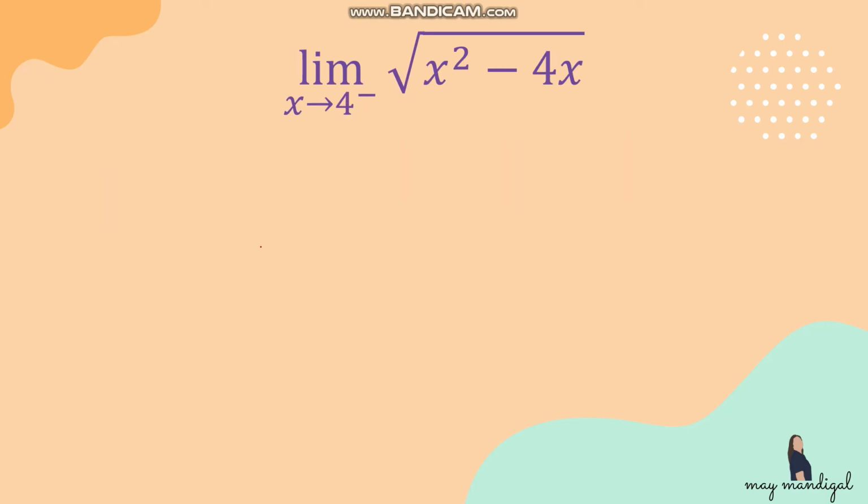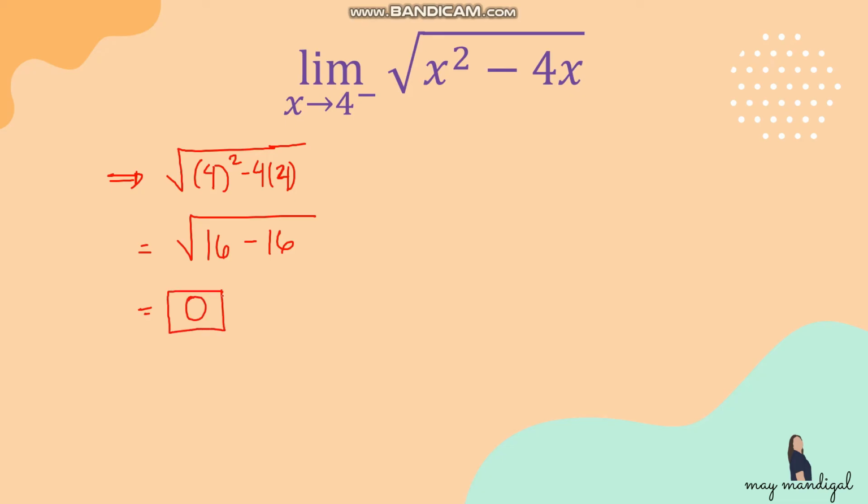How about if we have this particular example? We have to get the limit of the square root of x squared minus 4x as x approaches 4 from the left. So what will happen if we do direct substitution? Let's try it here. Square root of 4 squared minus 4 times 4. Let's see what value we are going to get. Square root of 16 minus 16. So this will be equal to 0. So if we do direct substitution, the value of the limit is equal to 0.